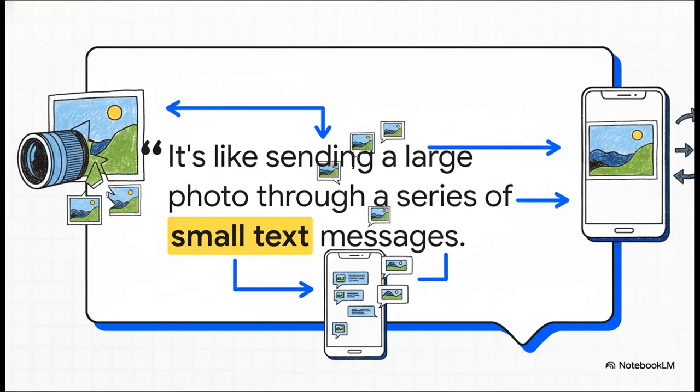Honestly, this is the perfect way to think about it. You can't just attach a huge high-res photo to a single text, right? Your phone breaks it up into a bunch of smaller messages. Your friend's phone receives them one by one and stitches them back together. ISOTP is doing that exact same thing, just in a super structured and reliable way for our embedded devices.